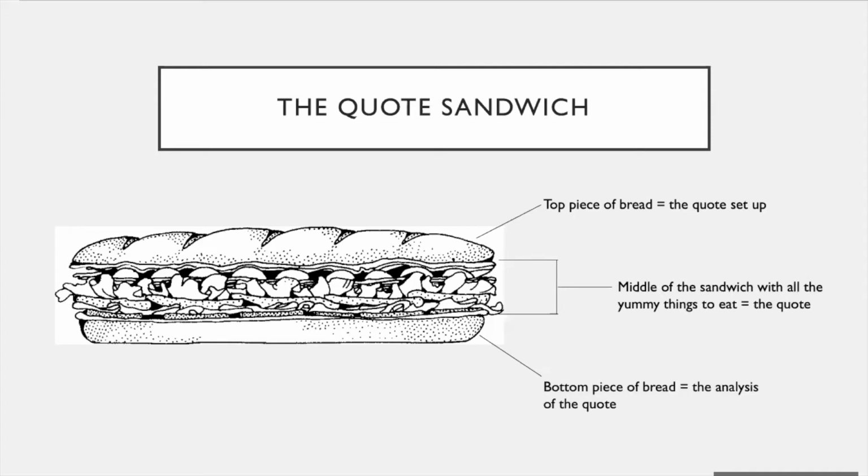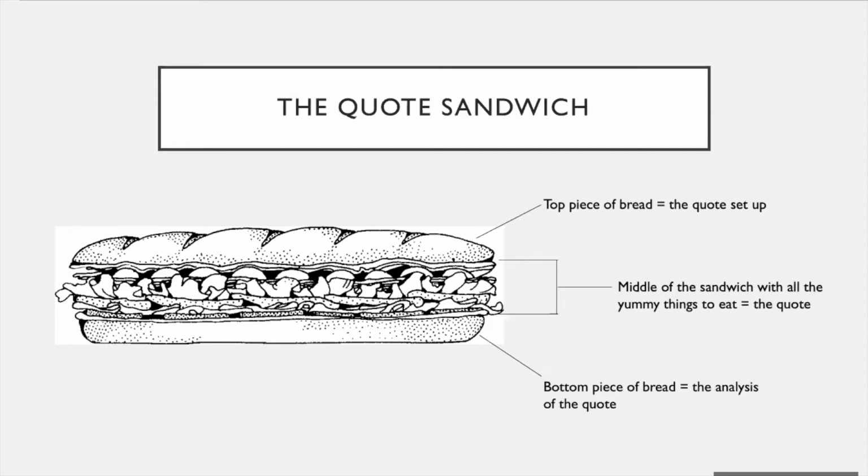So top piece of bread is the quote setup, middle of the sandwich, all the good yummies, is the quote. Finally, that bottom piece of bread, that's the analysis of your quote. The bottom piece of bread is super important. Have you ever eaten a sandwich or a hamburger and that bottom part of the bun or bread somehow disappears before the rest of the middle does, and you're left with everything kind of just falling apart? Yeah, it happens to me often, and I get really upset because everything just kind of collapses if that bottom piece of bread disappears. That's exactly what happens when people don't analyze their quotes.